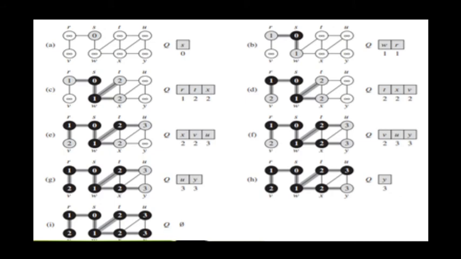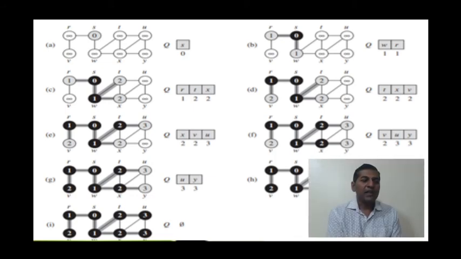So we have here the graph with vertices R, S, T, U, then V, W, X, Y. These are the vertices, and they are connected with edges. In this particular graph, the edges are not directed. They have no direction defined, so this is an undirected graph. We will say that S is the starting vertex.